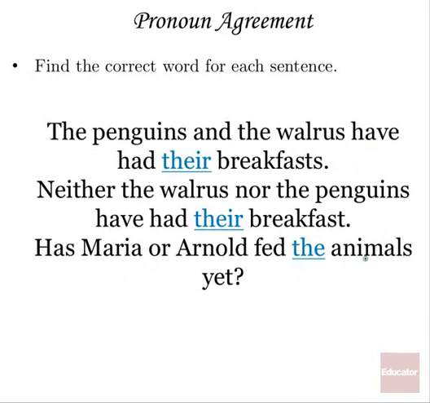And here we are. The penguins and the walrus have had their breakfasts. Your key word here was and. We have a compound antecedent connected by and, so we can have a plural pronoun. Solves the problem nicely. Neither the walrus nor the penguins have had their breakfast. Your clue here was neither, nor, and penguins. Remember, when you have a neither nor and gender isn't an issue, then the number of the antecedent closest to the pronoun determines the number of the pronoun. So penguins is plural, so you get their.